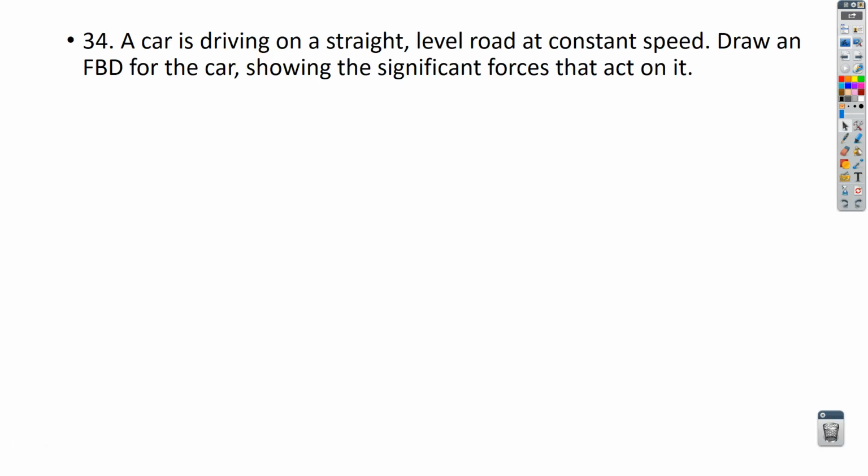This is number 34, so now we're looking at just doing some really basic things. We're going to draw a free body diagram for a car that is driving straight on a straight level road, and the key word here is at constant speed. We also know that the road is level, so we're going to draw a level road, and we'd have our car on that level road.